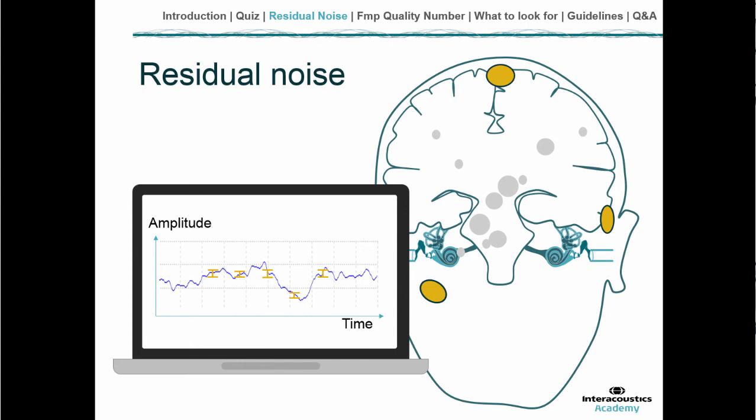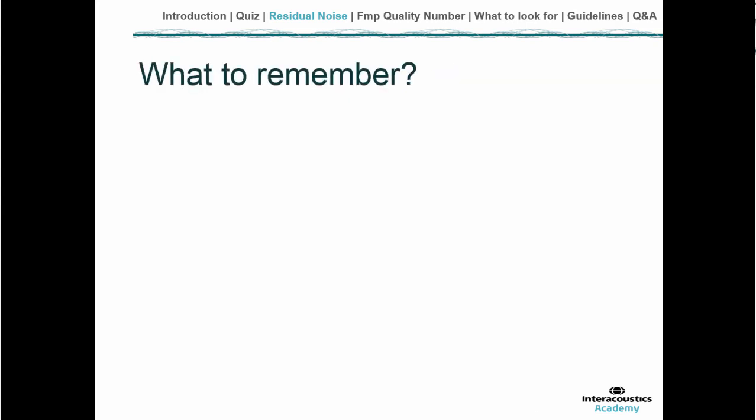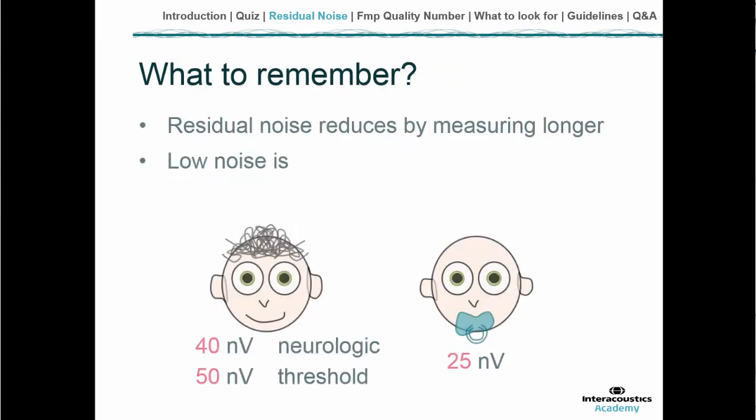If you use 5 points, like we do here, we use 5 points on the curve, and then we get 5 times a residual noise number. They should be the same number, but we show the average of those 5 points just to make the measurement more stable. What do I want you to remember about the residual noise? First thing, residual noise reduces if you take longer time to measure.